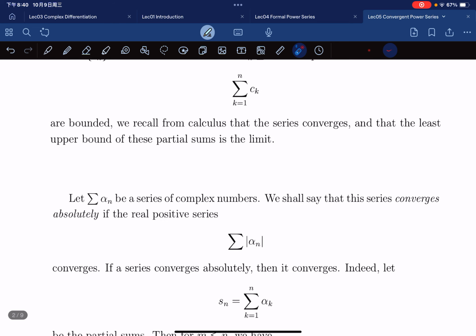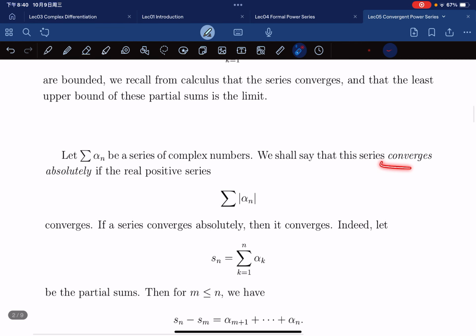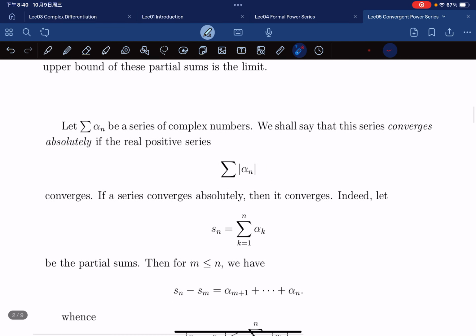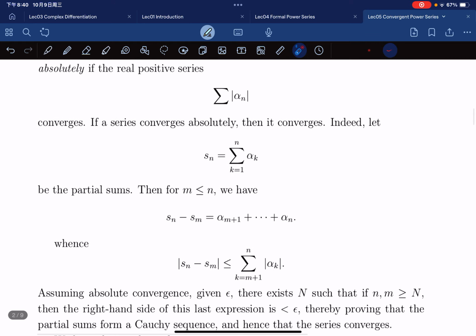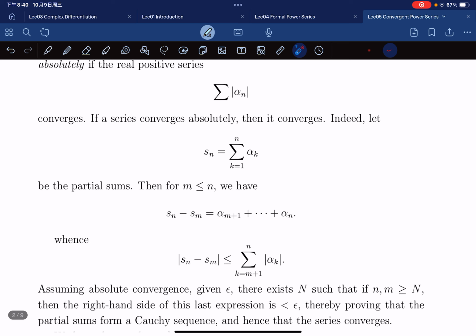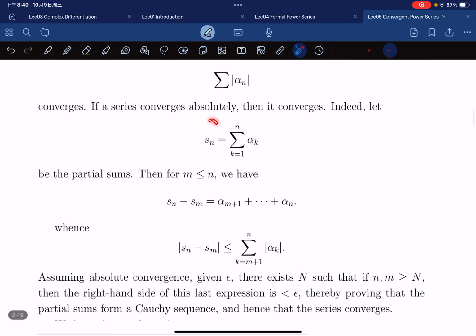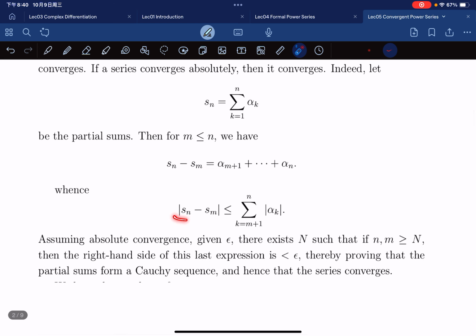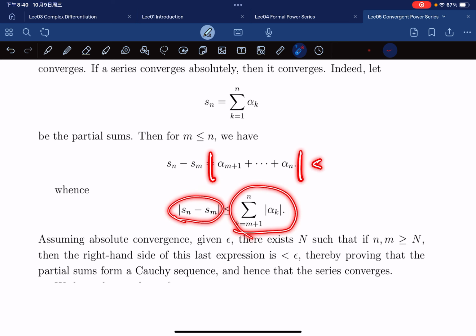Now let a_n be a series of complex numbers. We say it converges absolutely if the sum of their norms converges, same as in the case of real numbers. And absolute convergence implies convergence. Because if we let this be the partial sum, then we consider this Cauchy difference, which is less than or equal to this, by the triangle inequality.